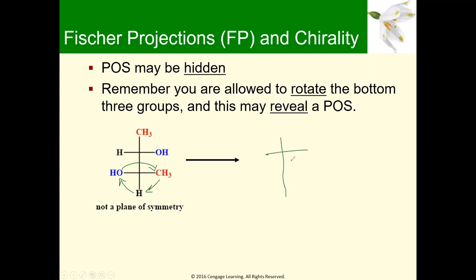So after I do that rotation, if you draw a new Fischer projection, I didn't do anything with the top part of it. It's still got the methyl and then the hydrogen on the left and the OH on the right. But now because I did this rotation on the bottom, things start to look very symmetric. And so then the plane of symmetry becomes evident. So there's your plane of symmetry right there. All right, so remember you are allowed to rotate the bottom 3 groups, and this may reveal a plane of symmetry.